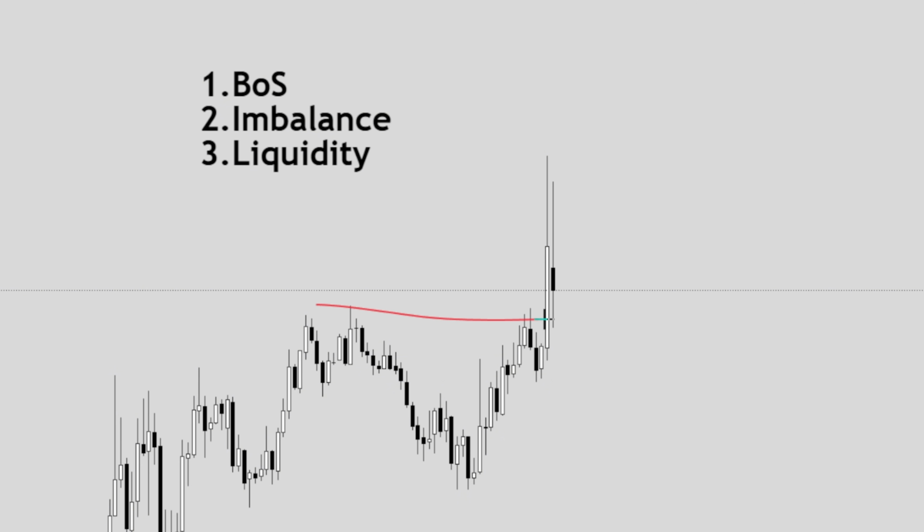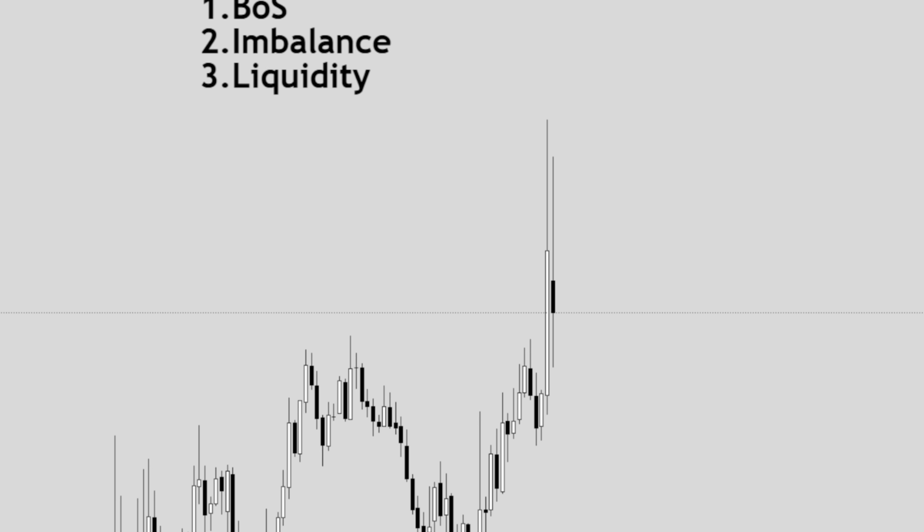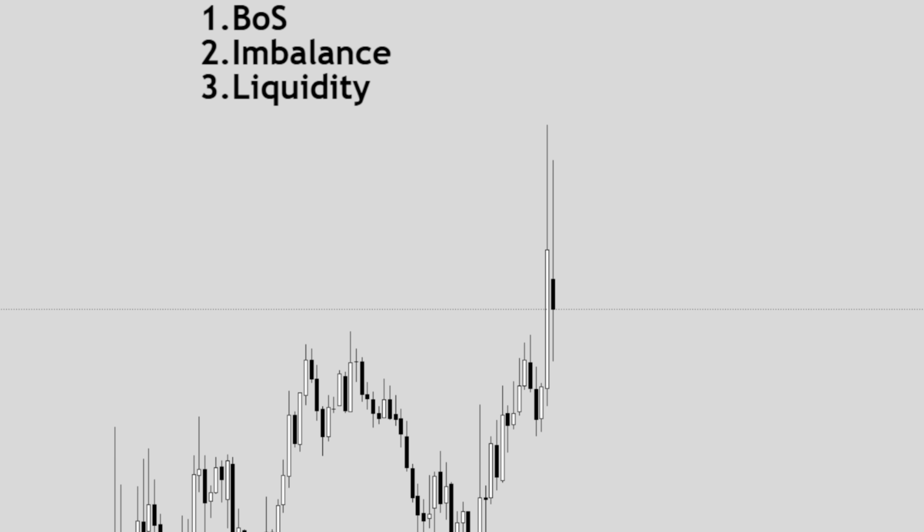Price broke to the upside, closing above it, creating a new higher high. But remember what an imbalance is. It's a 3-candle pattern. What happens here? This middle 15-minute candle doesn't have any price overlapping in this area. This, my friends, is an imbalance.